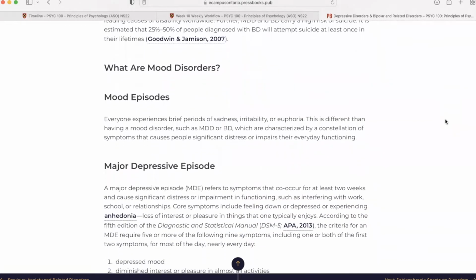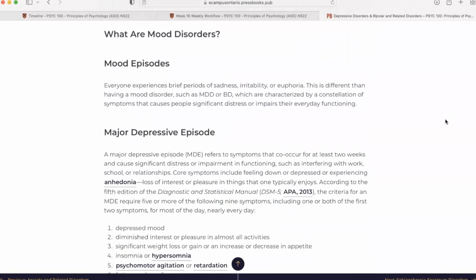What are mood disorders? Mood episodes. Everyone experiences brief periods of sadness, irritability, or euphoria. This is different than having a mood disorder, such as MDD or BD, which are characterized by a constellation of symptoms that cause people significant distress or impairs their everyday functioning.